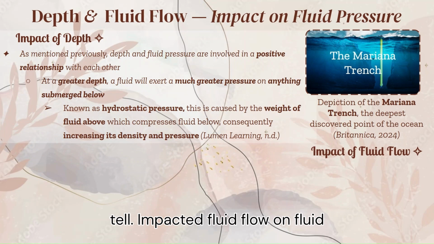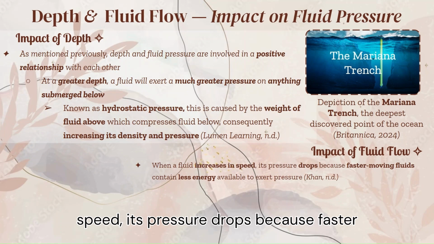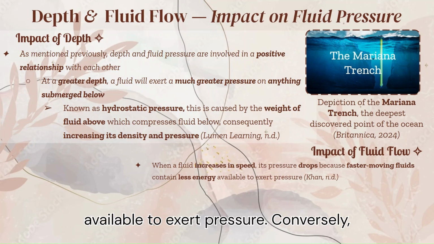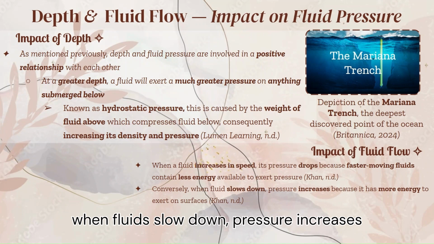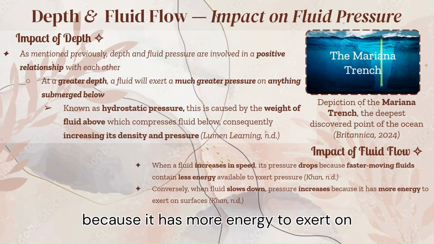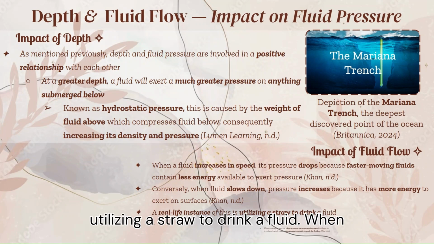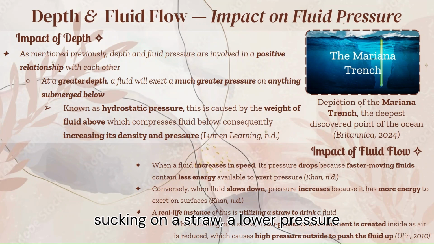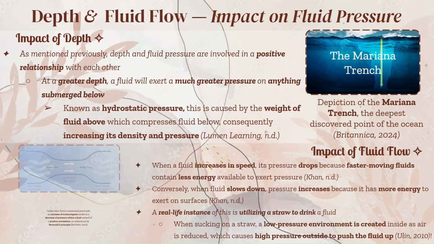Impact of fluid flow on fluid pressure. When a fluid increases in speed, its pressure drops because faster moving fluids contain less energy available to exert pressure. Conversely, when fluids slow down, pressure increases because it has more energy to exert on surfaces. A real-life instance of this is utilizing a straw to drink a fluid. When sucking on a straw, a lower pressure environment is created inside as air is reduced, which causes this high pressure outside to push the fluid up.